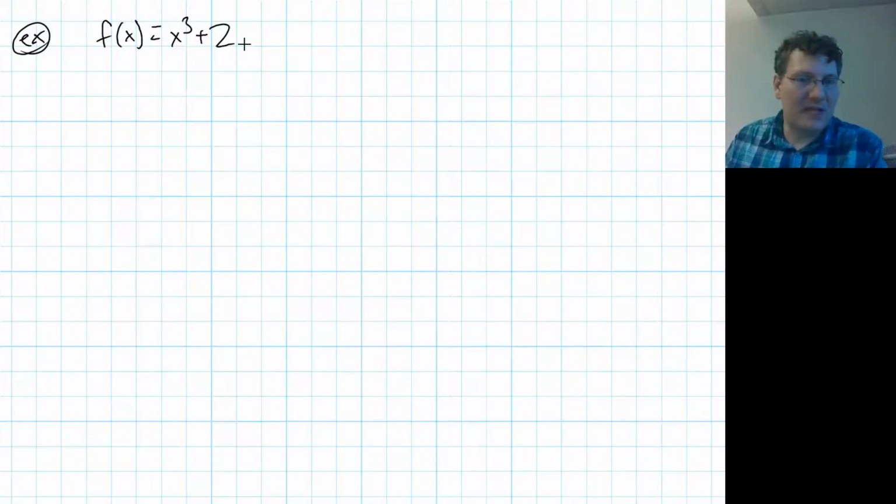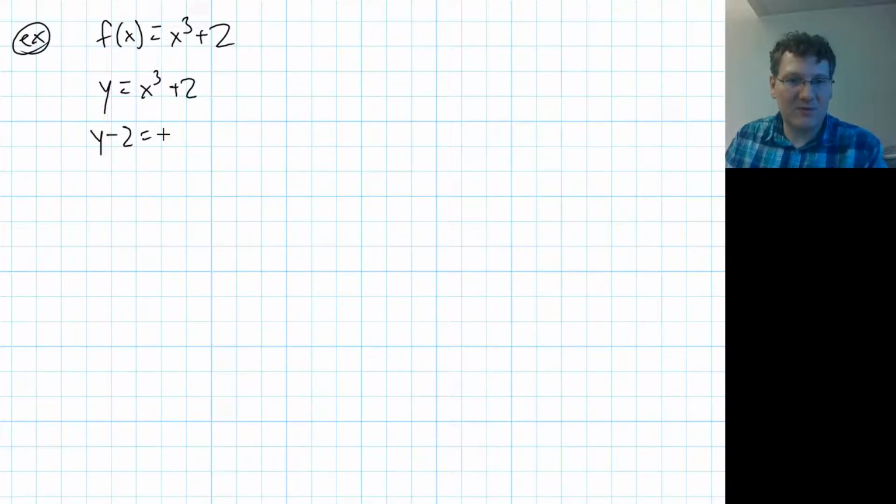For example, let's take f of x equals x to the third plus 2. The first step was to write y equals x to the third plus 2. Now I'm going to solve it for x. First, I'm going to subtract 2 from both sides, and then take the cube root of both sides. The cube root of y minus 2 equals x.